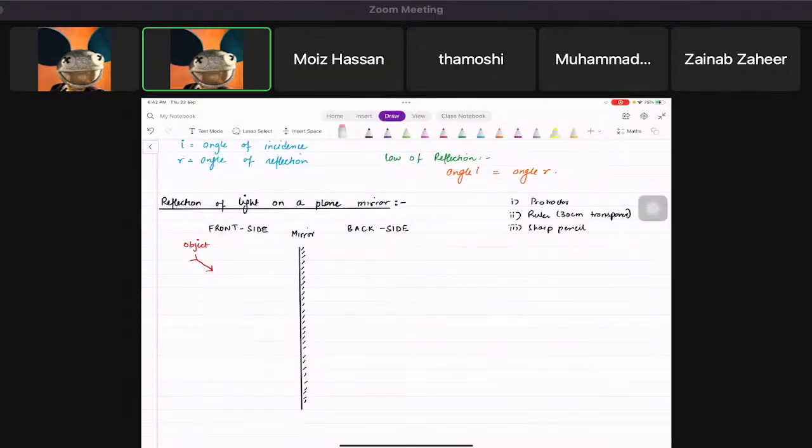So basically, your first line should come here, and then you had to draw a normal line. I'm just assuming values, they might not be exact. This is angle I, whatever that was. And then basically we did it till here, where we drew this reflected ray at this angle R, right? You guys are done till here, right?